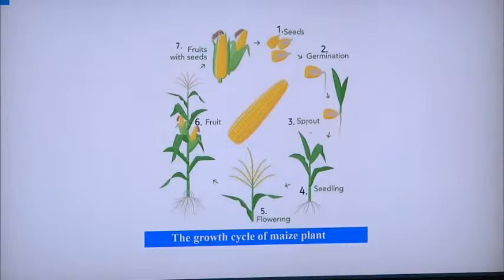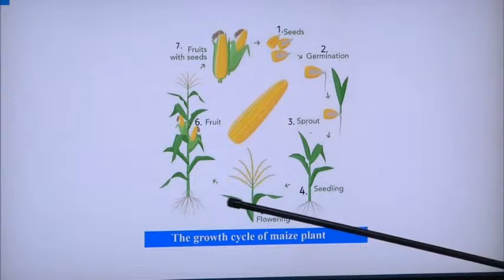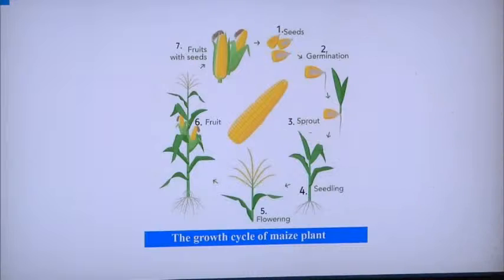And in about 2 weeks, you see that the seed has got what? 2 leaves. You call it a sprout. Sprouts. And it will grow. Let's say about 2 weeks, you see the seedlings, the small plant, coming up. When the plant gets water and mineral salts from the soil, you will see that the plant has got what? Flowers. And in about 2 to 3 months, you will see the plant what? Growing with fruits on it, maize fruits.